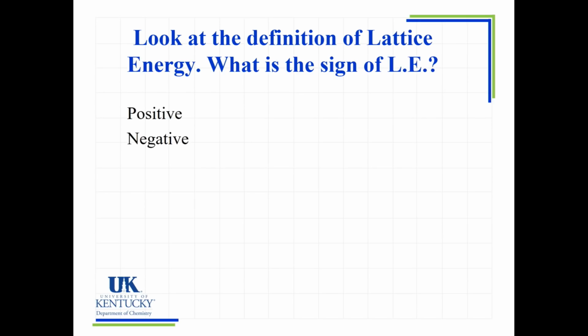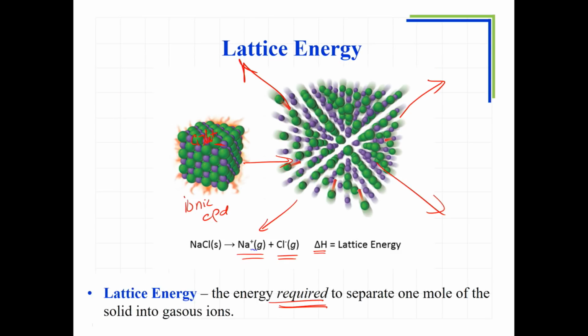Okay, so if you look at the definition of lattice energy, would you say that lattice energy, as defined this way, is positive in value, or is it negative? Is it a positive sign or a negative sign? Well, hopefully you picked positive. Why is it positive? Because it's the energy required. It requires energy to do that process.